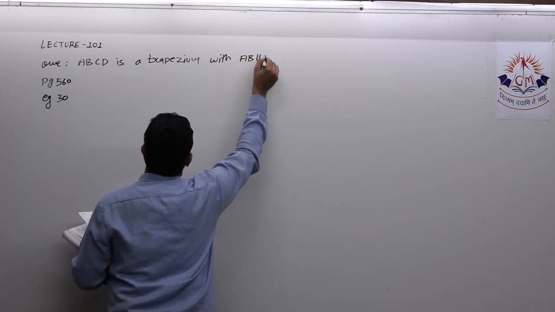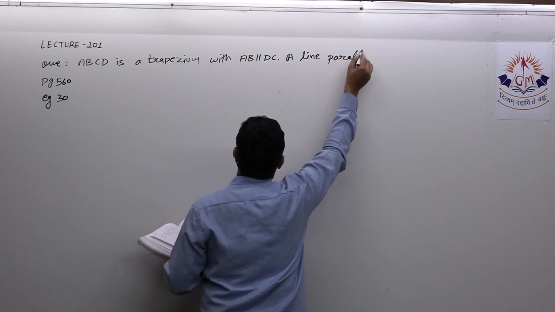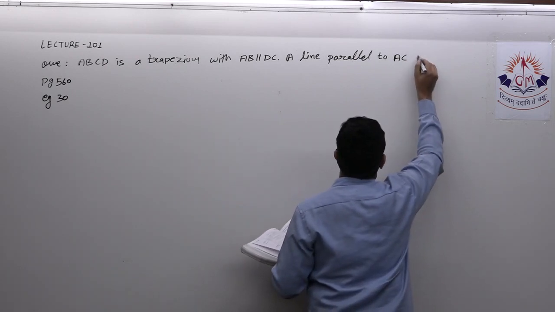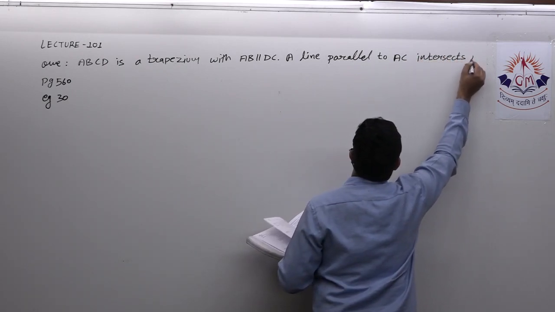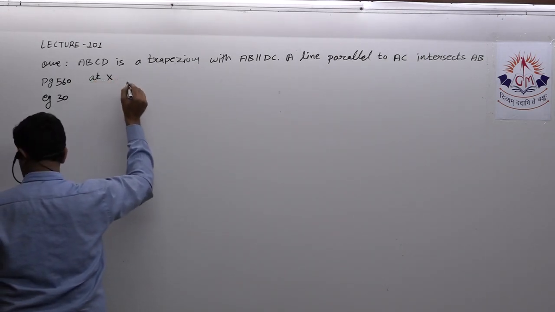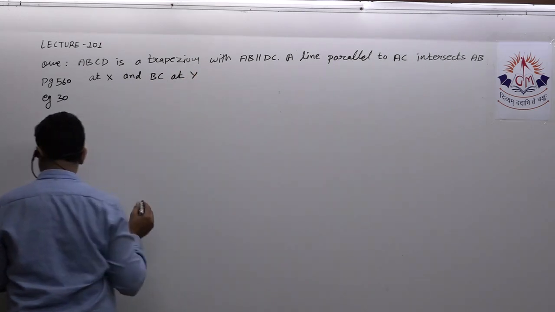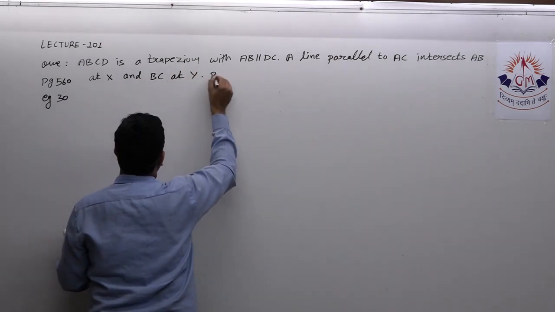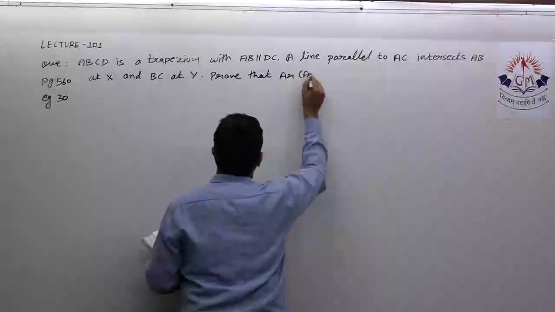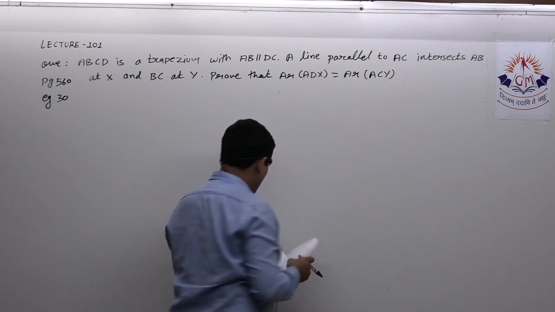A line parallel to AC intersects AB at X and BC at Y. Prove that area ADX is equal to area ACY.